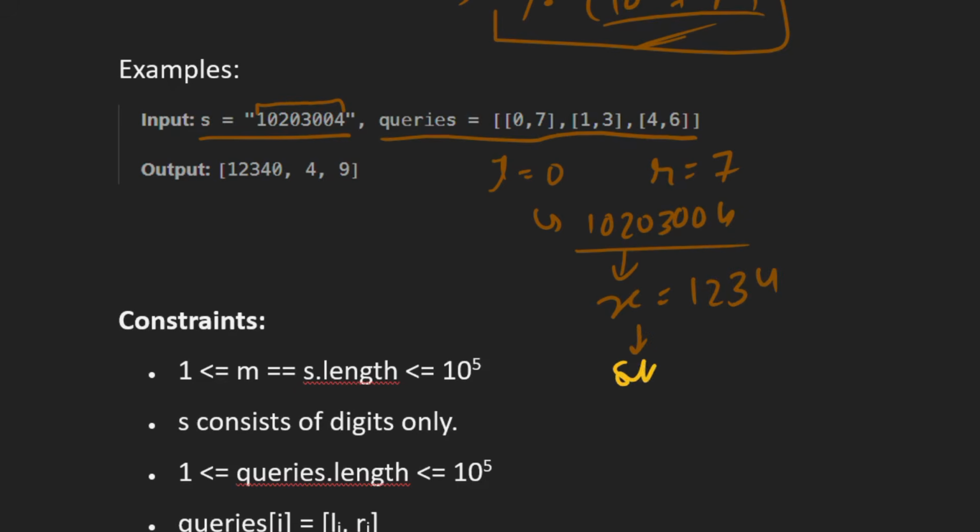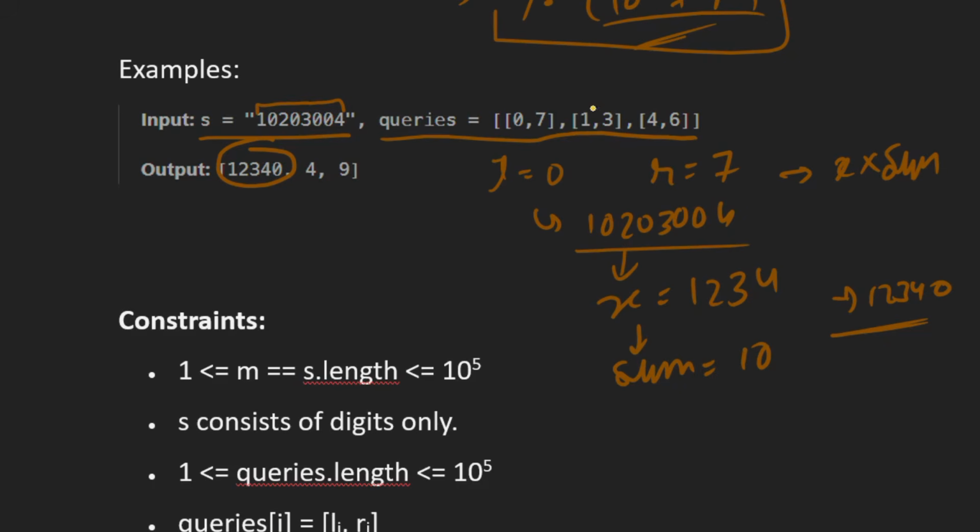So what is the sum? The sum is 1 plus 2 plus 3 plus 4, which is 10. So the answer for this query, that is x into sum, is 1234 into 10. So it will become 12340. So the answer of the first query is 12340.